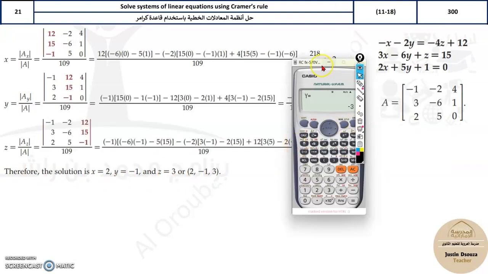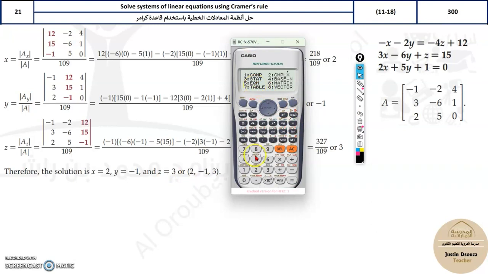We can check this in the calculator as well. Press mode, equation is 5, and this is three equations, that's x, y, and z. That's option number 2. Now put in all the coefficients, -1, then -2. It'll be +4 when it comes to the other side, and equals 12. And over here we get 3, -6, 1, and 15. And over here 2, 5, there is no z value, 0, and it's -1. So the answer over here would be 2, -1, and 3.